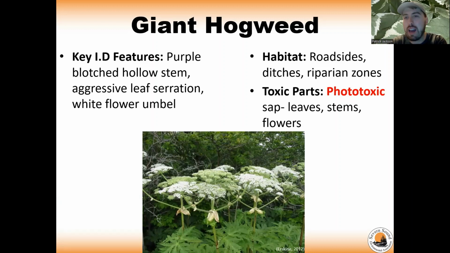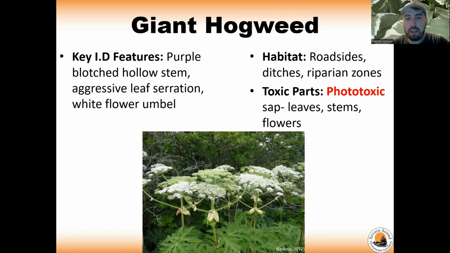So that means if you get the sap on your skin and that sap interacts with the sunlight, it can cause a chemical reaction, which can give you second-degree chemical burns. So it's quite nasty. If you get those chemical burns, you will have to go seek medical attention, and it will take a long time to heal and potentially leave permanent scarring.